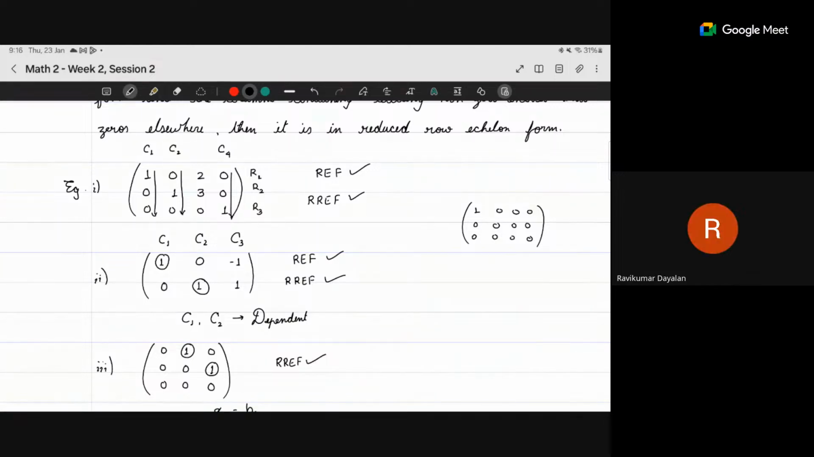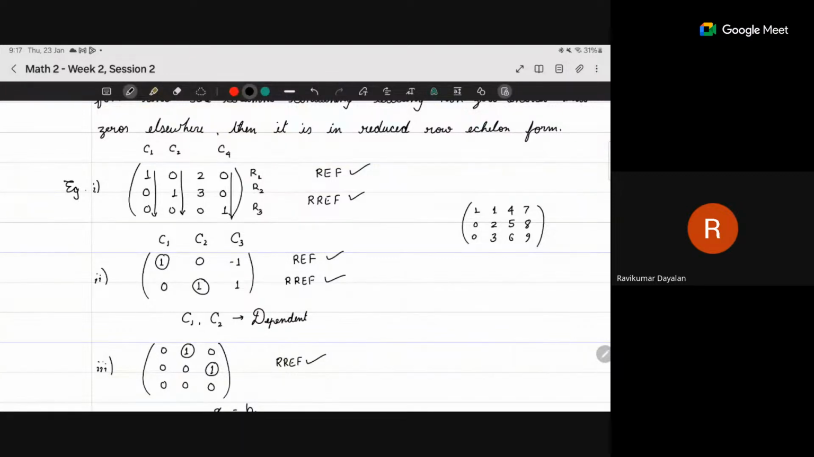Sir, in the last example you mentioned 1 0 0 0 0 0 0 and so on. If the second, third, and fourth column have, say for example, 1 2 3, 4 5 6 and 7 8 9, then it is REF, right? No, in that case it's not. So you're saying 1, 2, 3, something like this? Yes. No, because your leading entry is not 1. This is not even REF. This leading entry is not 1. This leading entry is not to the right of this leading entry.